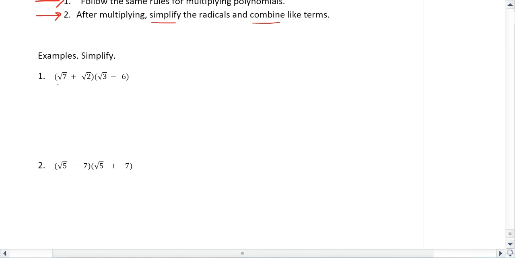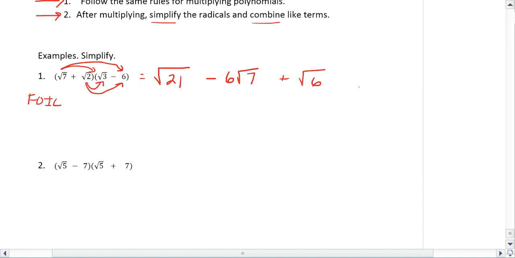In example 1, we see we have a binomial times another binomial. So the strategy we will use is to FOIL this. So first times first, square root 7 times square root 3 is square root 21. I'll put the arrows in if that's helpful. And then the outer product is negative 6 times square root 7, which is just that, negative 6 square root 7. Remember, you can only multiply numbers if they're both under a radical. The inner product, square root 2 times square root 3, is square root 6. And the last times the last, negative 6 times square root 2 is just that, negative 6 square root 2.